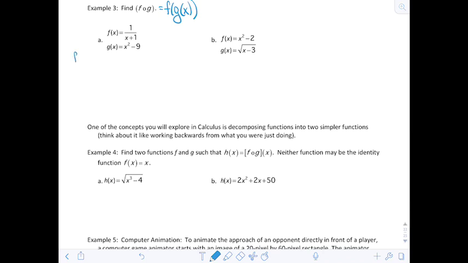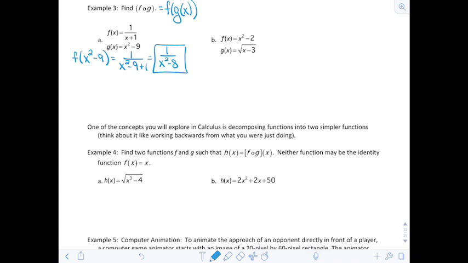Let's start to substitute in. So f of g of x is x squared minus 9. I'm going to go to f, and wherever I have an x, I'm going to plug in x squared minus 9. So it's going to become 1 over x, which is now x squared minus 9, and then plus 1. That leaves me with 1 over x squared minus 8. So this gives me my function when I do the composition.